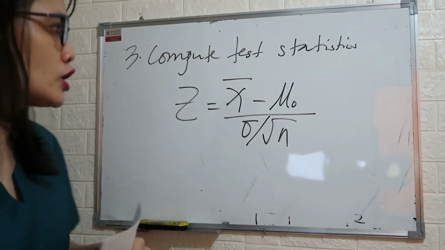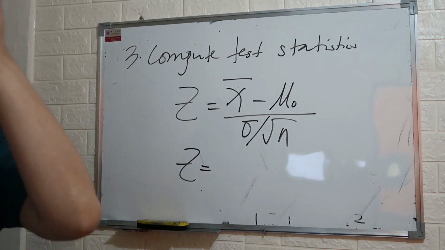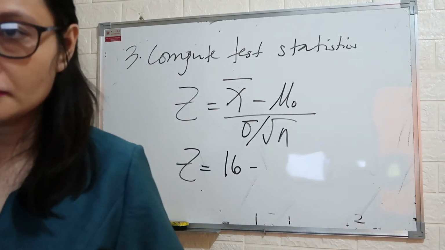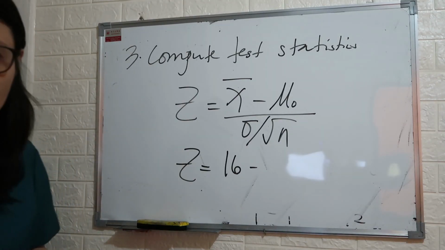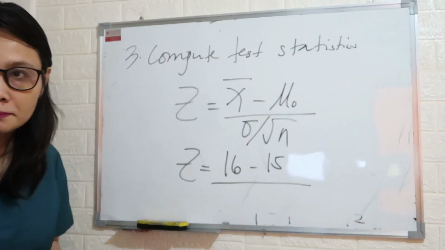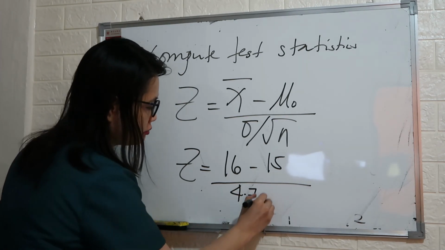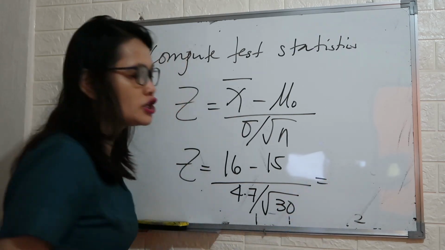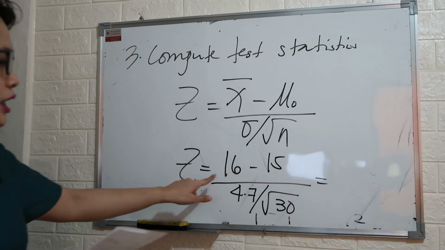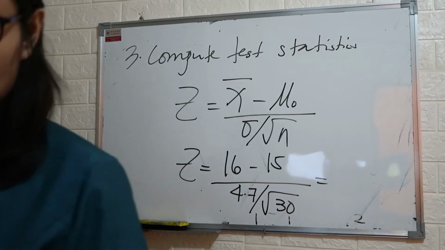So in here, how do we solve for z? Z is equal to, what is the sample mean based on the problem? 16. So 16 minus, what, 15, divided by what? 4.7 over the square root of 30. So what is your z value? 16 minus 15 divided by 4.7 divided by square root of 30. What's your z value?